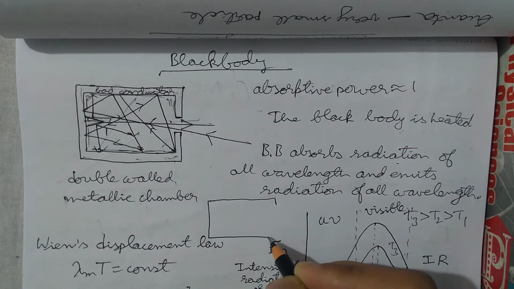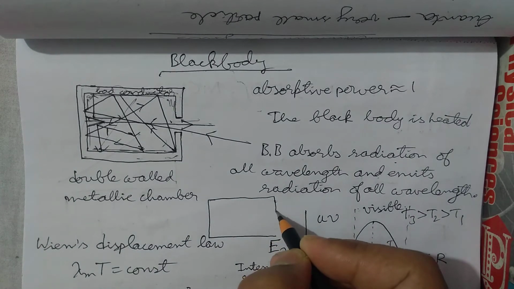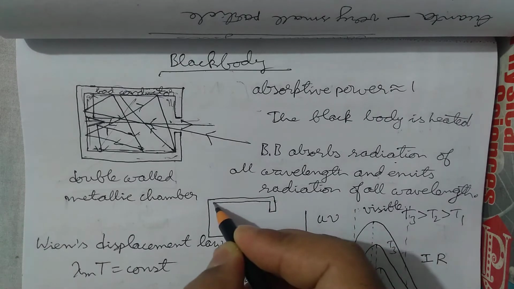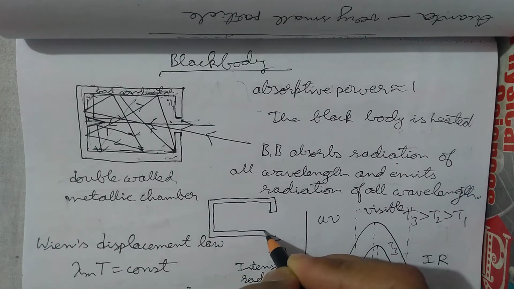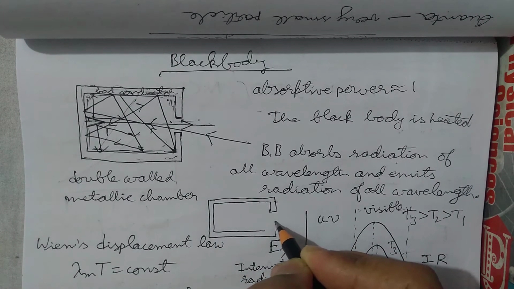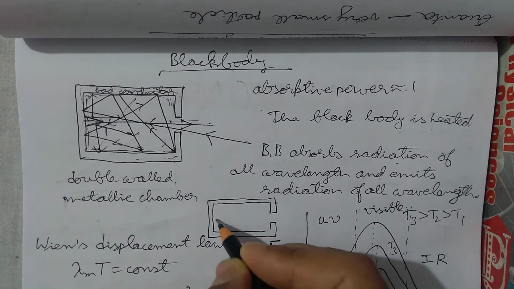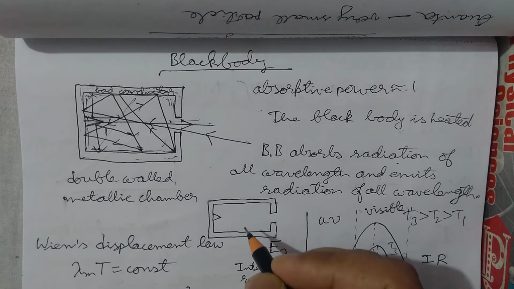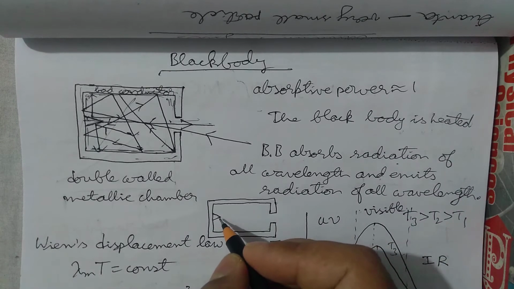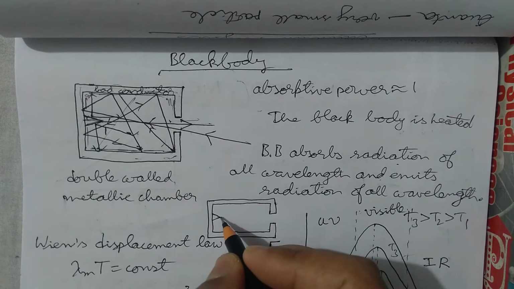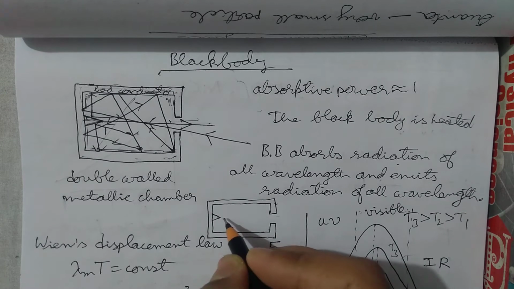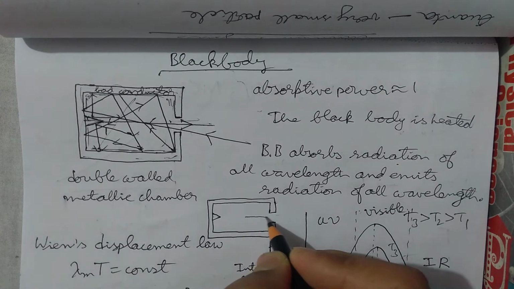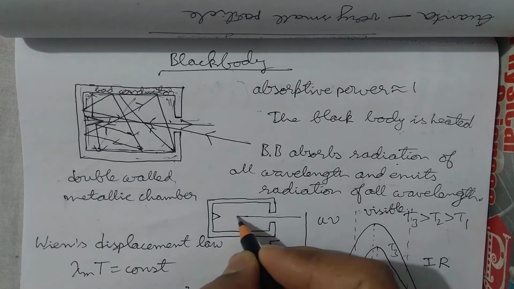This is a black body chamber, and this thing is made here like this. What is the use of this thing actually? This is nothing but to prevent complete reflection. Suppose if this was not there, what will happen if light is falling in this direction?